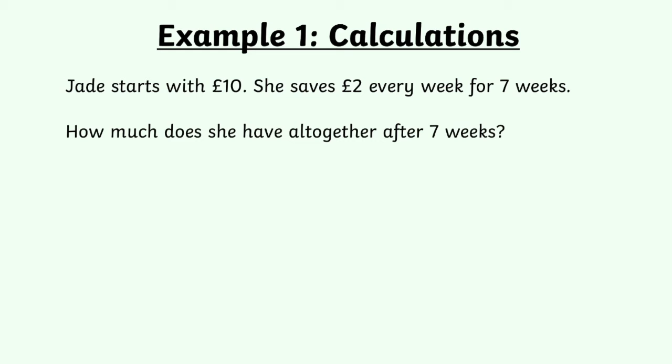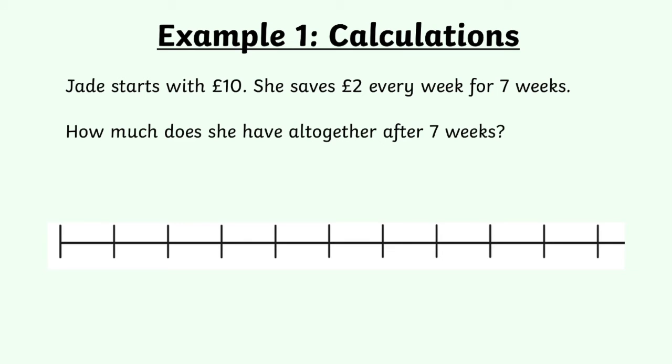So we need to add £2 every week for 7 weeks. A number line is a really helpful representation to help us see what's happening here and help us keep track of what we've added. So let's draw out a number line. We're going to start on £10 and we need to hop forward by £2 for 7 weeks, so 7 times.